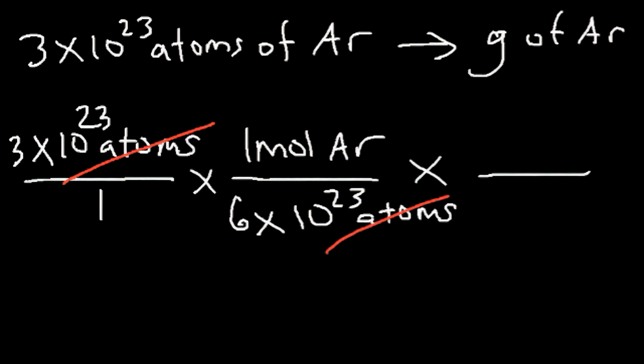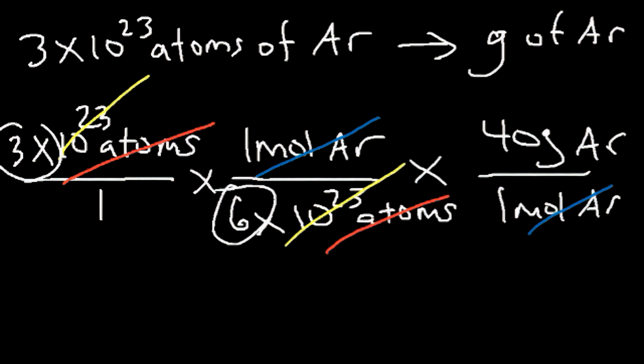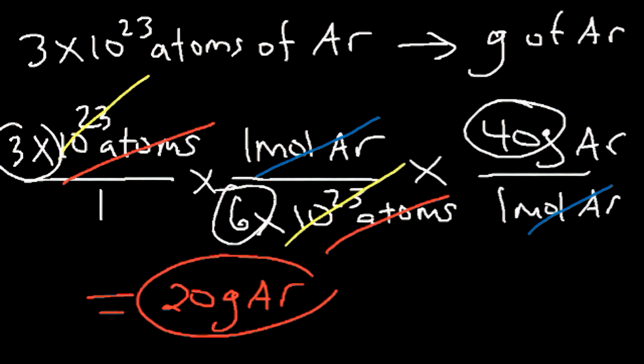The molar mass for argon is about 40. So there's 40 grams of argon for every mole of argon. So those units disappear. So now let's do the math. We can cancel the 10 to the 23rds because they're the same. 3 divided by 6 is a half, and half of 40 is 20. So the answer is 20 grams of argon. So now you know how to convert from atoms to grams.